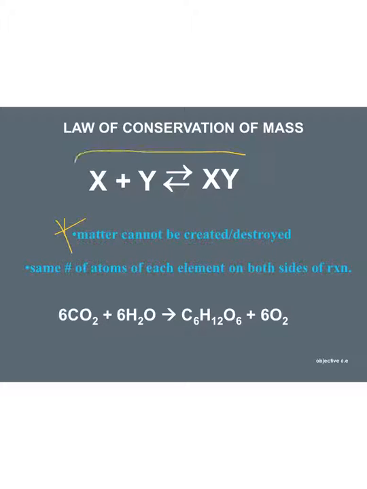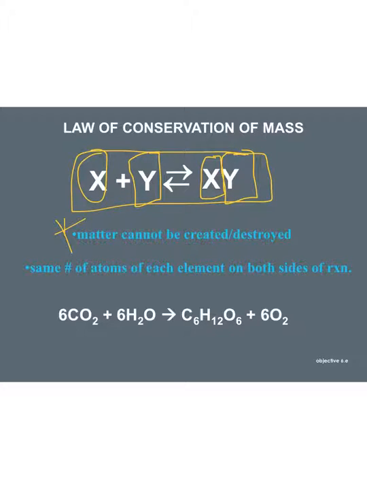If we're looking at our generic reaction here, over here on the reactant side, we have 1X. So we better have 1X over on the product side, and you can see that we do. And over here on the reactant side, we have 1Y, so we better have only 1Y over on the product side, and you can see that we do. So this is what we call a balanced chemical equation.